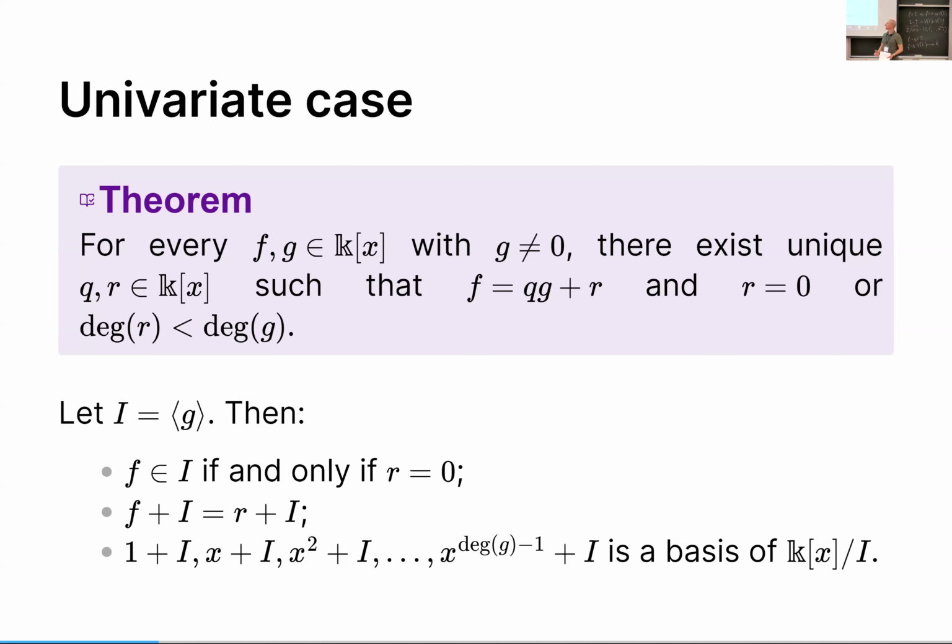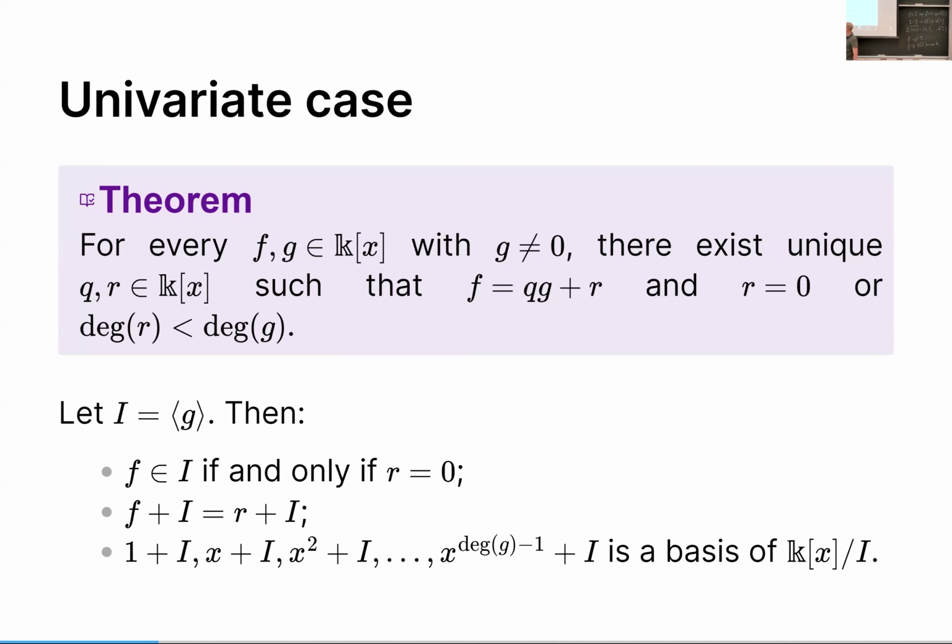If you set things up right, then q and r are both uniquely determined, which is pretty nice. Because of this basic result, we can actually answer all the questions in the univariate case. Of course, imagine writing f like that. Well, f will belong in the ideal generated by g if and only if the remainder is 0.